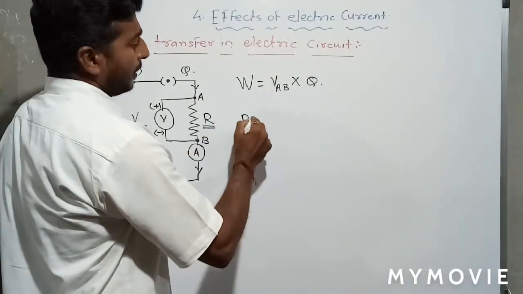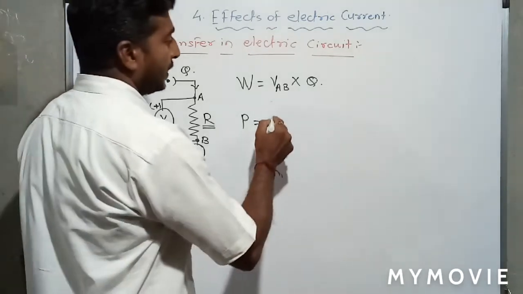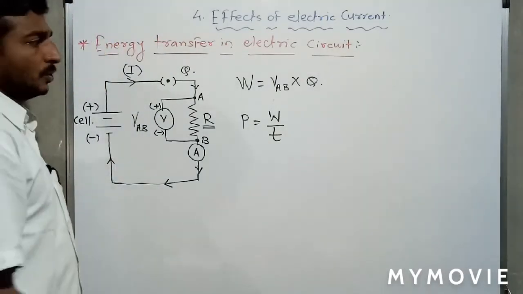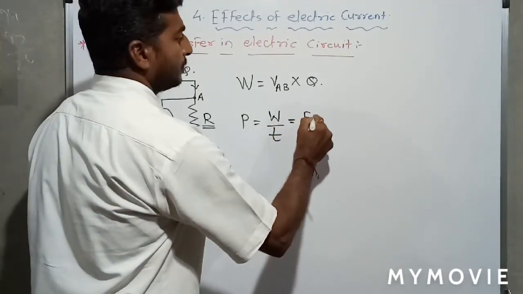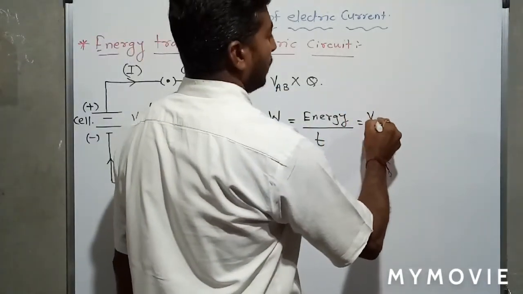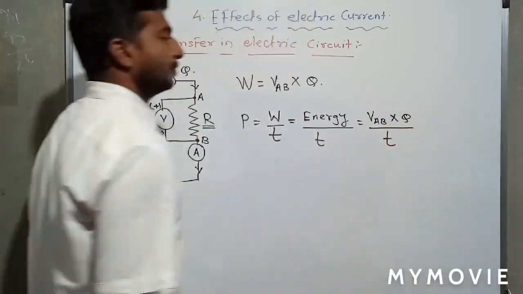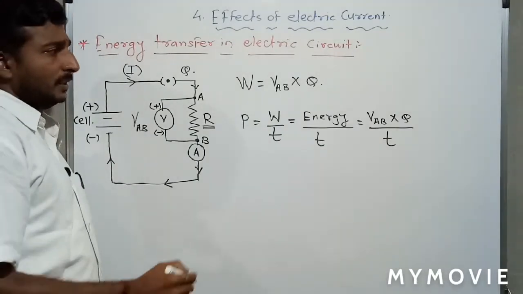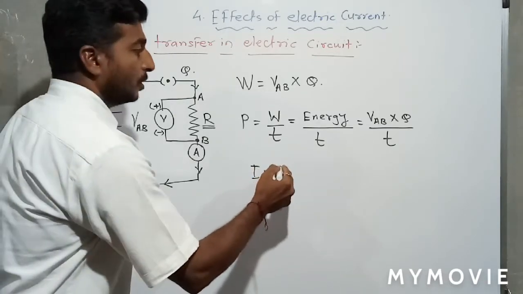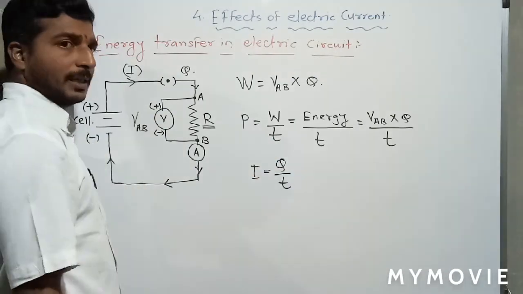Now you know there is power. Power is work done per unit time, that is, W upon T. This work is nothing but energy per time. And what is the work here? It is equal to V into Q upon T. In the ninth standard you have learned that I is equal to, I is current. Current is equal to charge per unit time, charge meaning the electric charge, Q upon T.